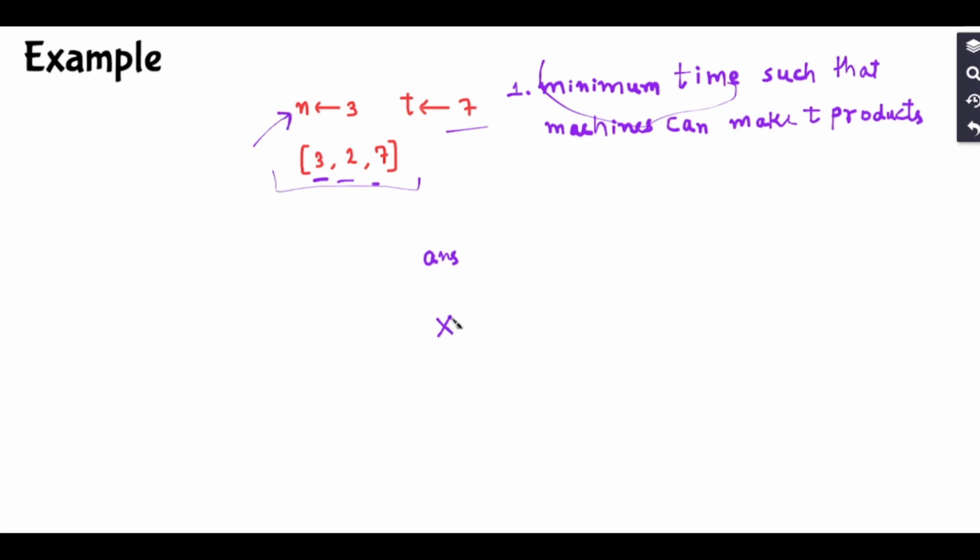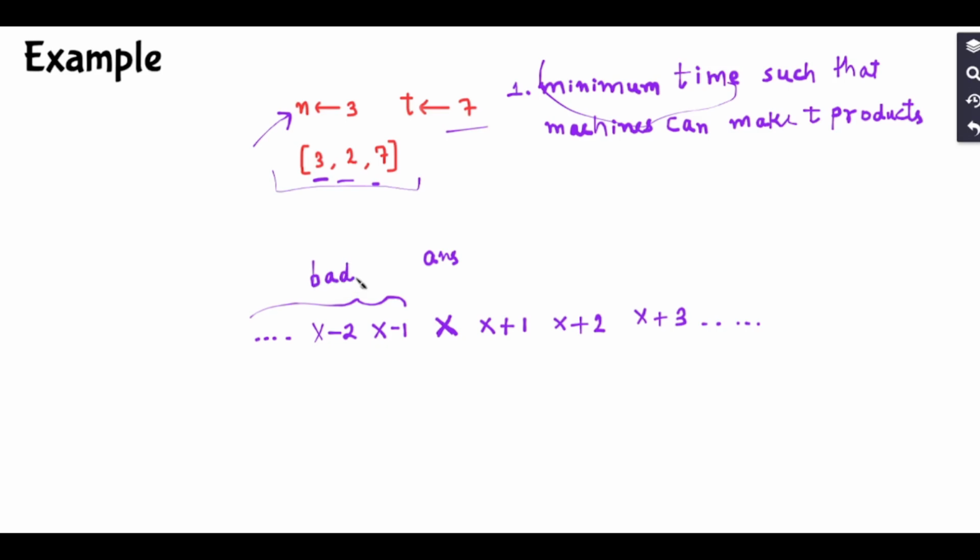Now let's say the answer is x, that is we take x seconds to create t products. Now if we can create t products using x seconds, then I can also create these products using x plus 1 seconds, x plus 2 seconds, x plus 3 seconds, and so on. All of them are valid answers. While on the other way, I cannot create these t products in x minus 1 seconds, or x minus 2 seconds, and so on. So these are bad times.